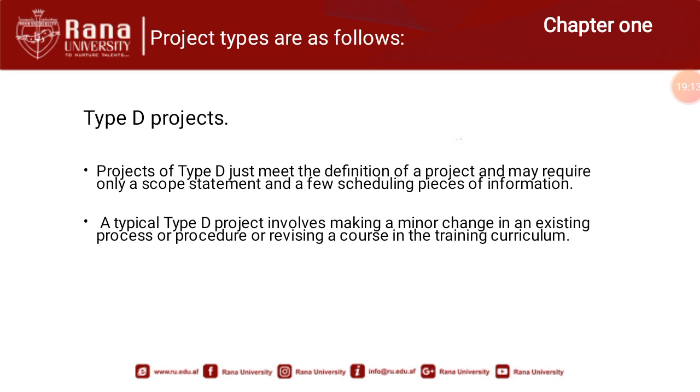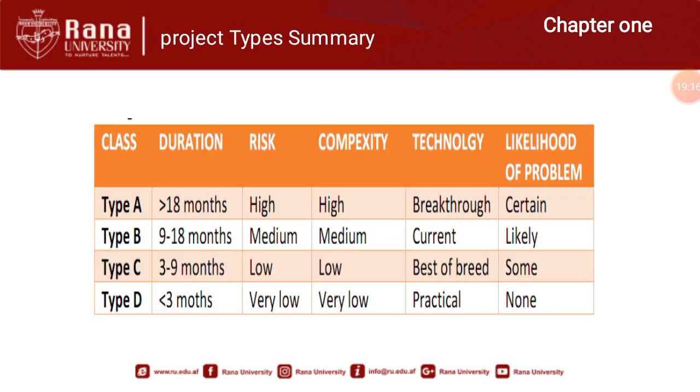Dear students, now I'm going to sum up the project types on the basis of duration, risk, complexity, technology, and likelihood of problems. So the first, type A project: the duration is more than 18 months, the risk is high, complexity is also high, and the technology used in these projects is breakthrough. There will certainly be problems due to the fact that it has high risk and high complexity of activities.